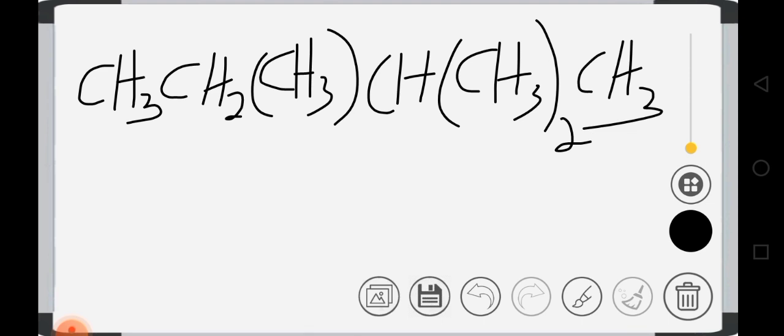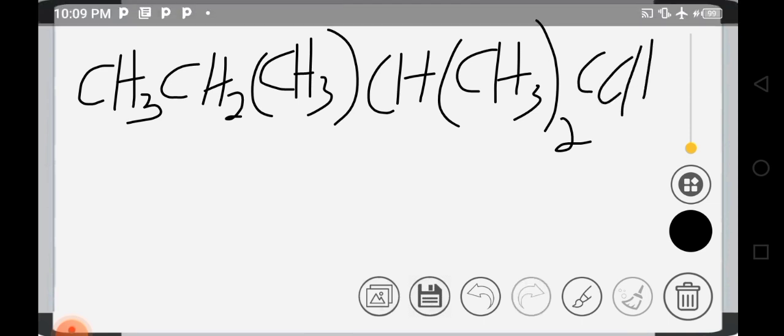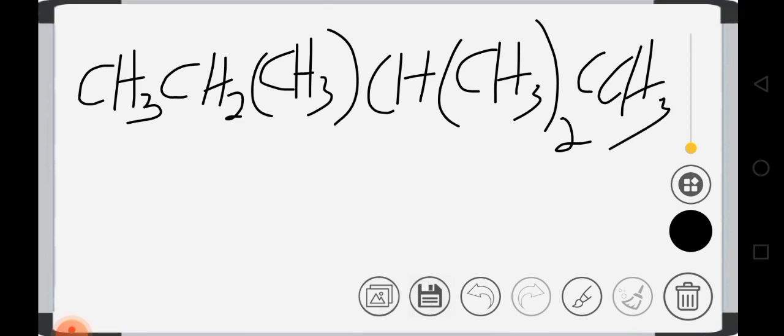How are we going to... no, that one cannot be CH3. We have C, then we have CH3 to close it up. So how are we going to name this compound now? We have CH3, CH2, CH3, CH, then CH3, everything in bracket 2, C, CH3.